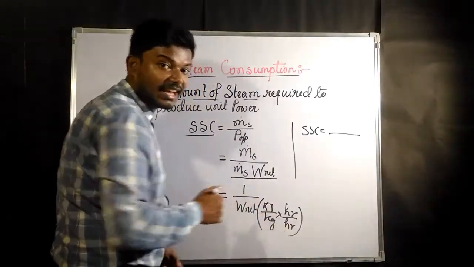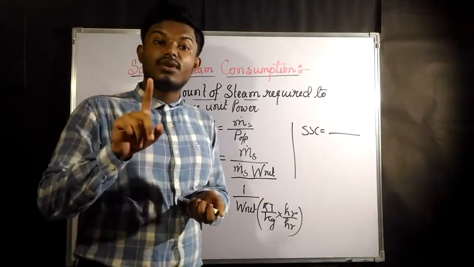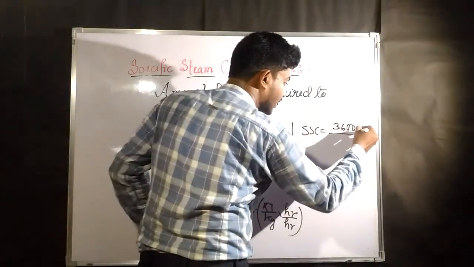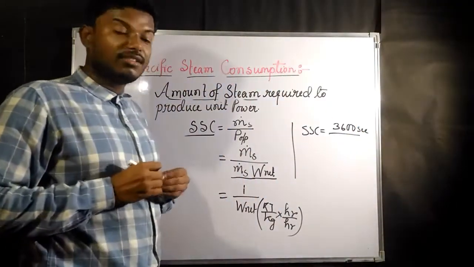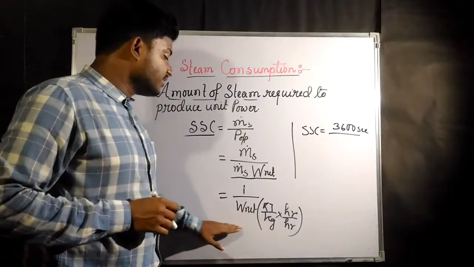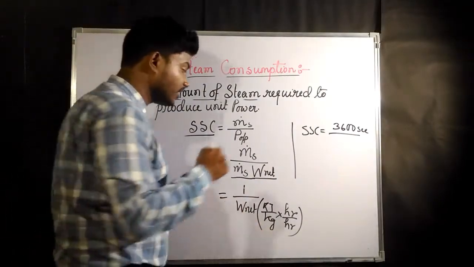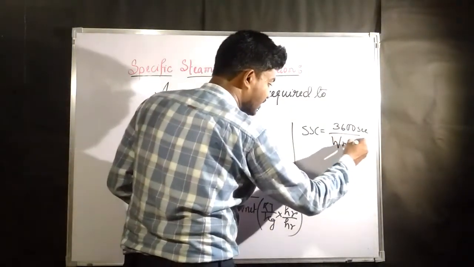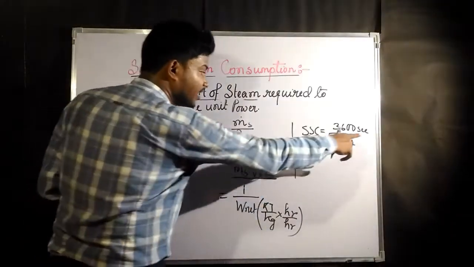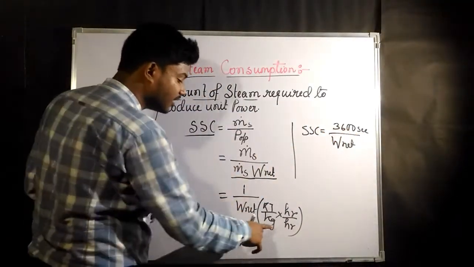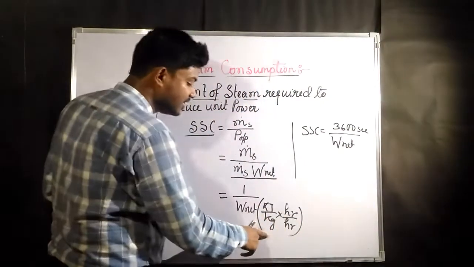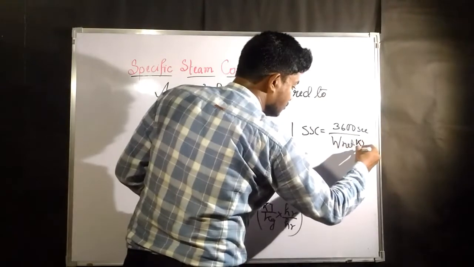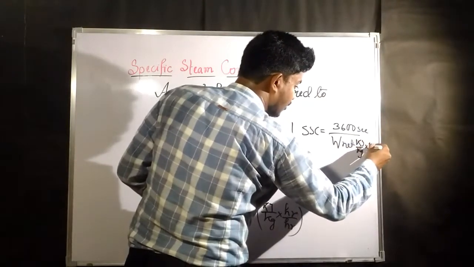So that means in place of SSC you can convert this hour into second. 1 hour is equal to 3600 second. And what is the amount remaining in the denominator? It is nothing but W net. The hour has gone up and converted itself into 3600 second. What is the remaining thing? Kilojoule per kg and hour.